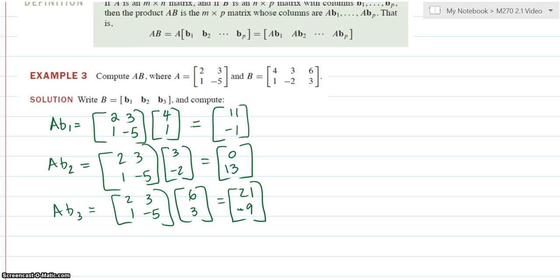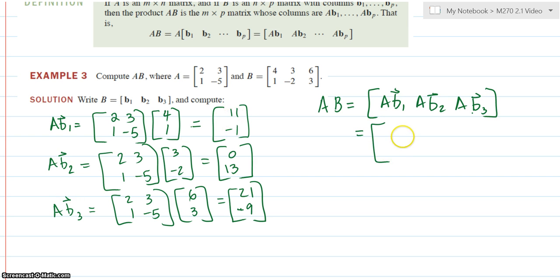So what is our final answer? By our definition, it's going to be Ab1, Ab2, Ab3, and those are vectors now. So this is now 11, negative 1, 0, 13, 21, and negative 9. That is what AB is going to equal.